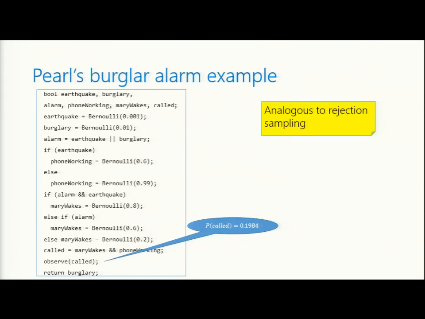But if the probability of the constraint is very low, then it's very likely that most of the times when you draw a sample, it's going to get rejected. So that's exactly the problem that is happening here. So what do you do?